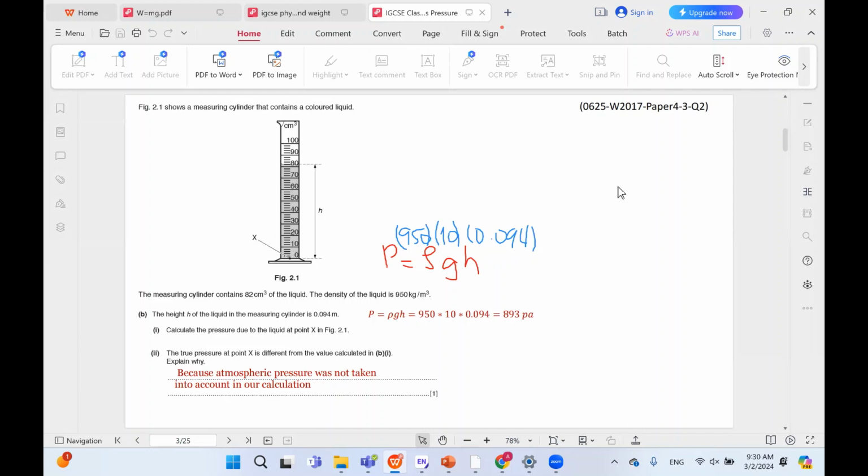In part B two, we are told the true pressure at point X is different from the value calculated in B one. Explain why. The idea is that we did not take atmospheric pressure into account, so the true pressure should have been rho GH plus atmospheric pressure. However, in our calculation, we did not include this, so therefore our calculation will be less than the actual value.